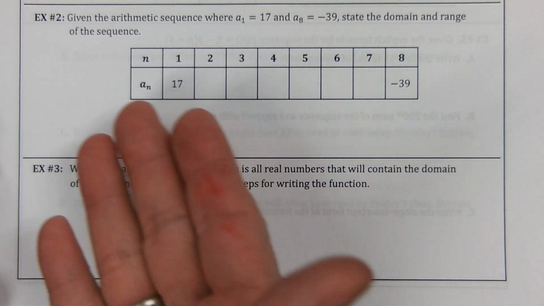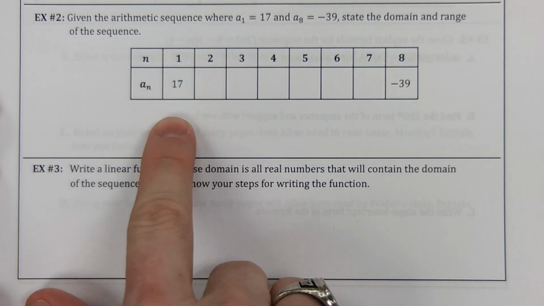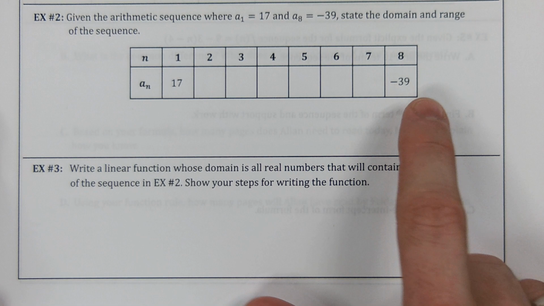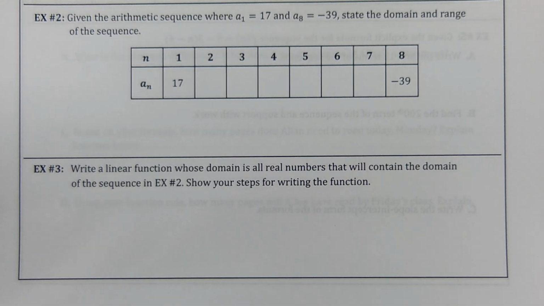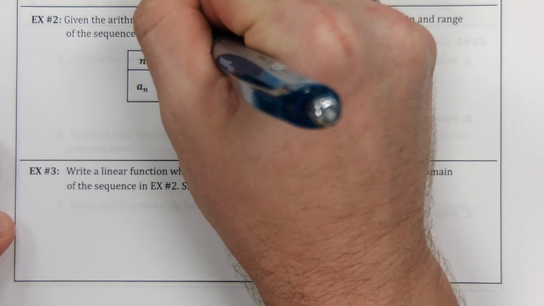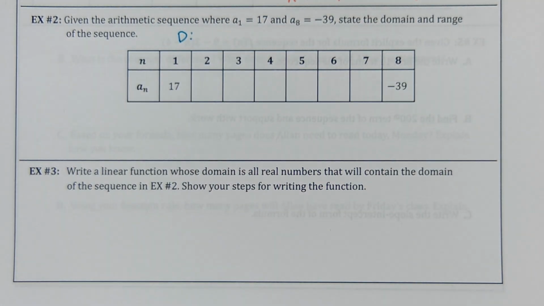Given the arithmetic sequence where a sub 1 is 17 and a sub 8 is -39, we're going to state the domain and the range. We can do the domain now. That's easy. But for this domain, can I use interval notation and say from 1 to 8? No. Why not? Why can I not use interval notation, say from 1 to 8?